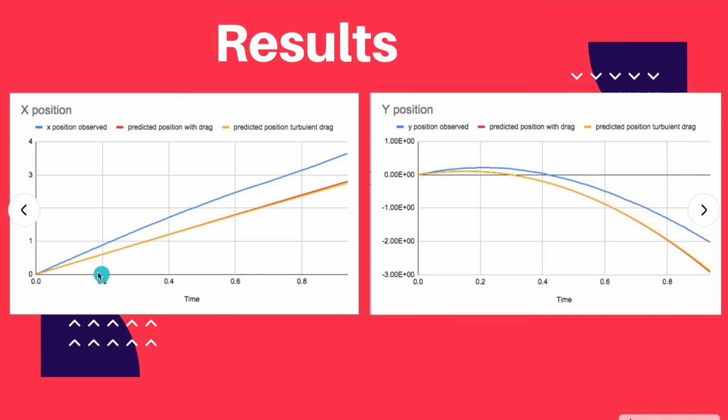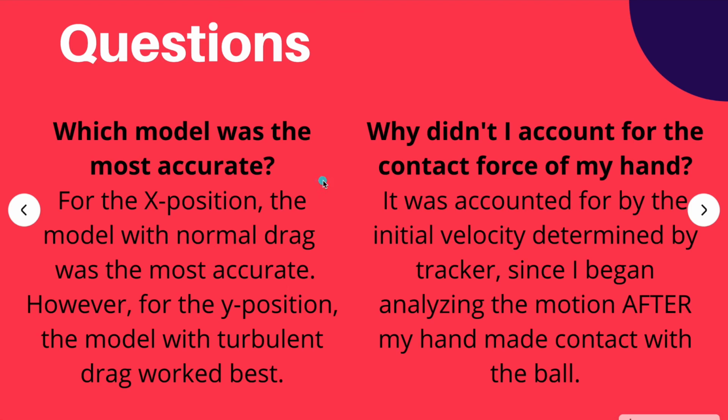We can see that both computer models of drag severely underestimated the x and y positions. However, for the x position, the predicted position with the normal drag model did a better job at predicting the actual x position since it was slightly larger than the predicted position from the turbulent drag model. However, when we look at the y position, it's the opposite. The predicted position from the turbulent drag was actually more accurate than the predicted position from the normal drag since it was slightly higher. Now let's see, which model was the most accurate? Well, as we saw, for the x position, the model with normal drag was the most accurate. However, for the y position, the model with turbulent drag worked best.